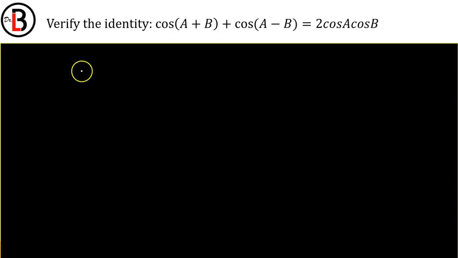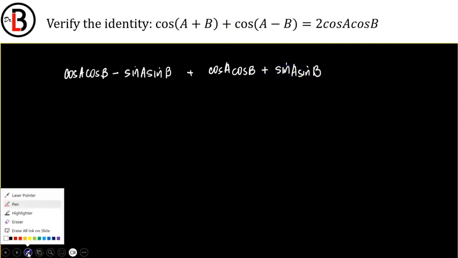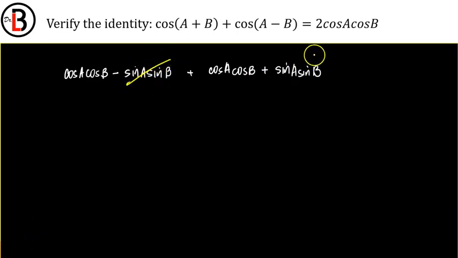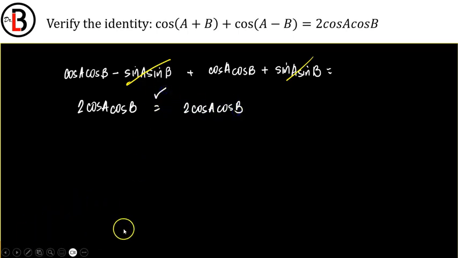Let's go to number 1. So applying the cosine for the left side, we can say that this is cosine of A cosine of B minus sine of A sine of B. And then for cosine of A minus B, it's going to be cosine A cosine B plus sine of A sine of B. You'll notice that in this case, you could cancel the sine A sine B. You're left with cos A cos B plus cos A cos B. So that gives us 2 cos A cos B, which is actually equal to what is on the right, 2 cos A cos B. So the identity has been proven.